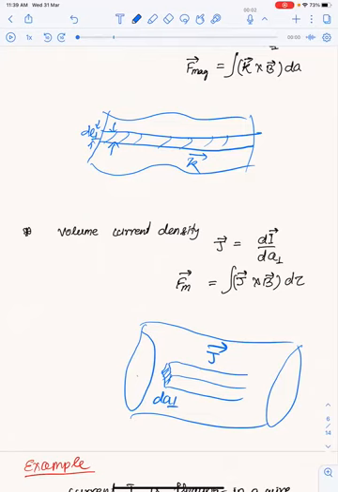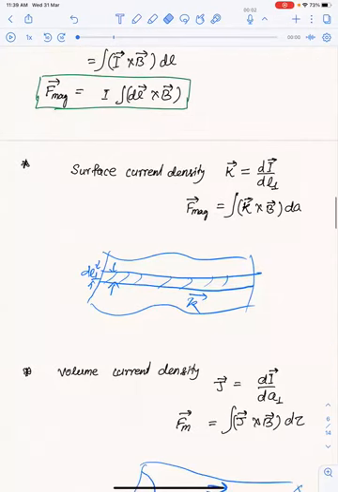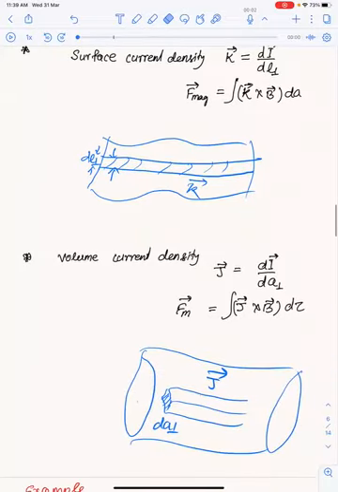If you want to calculate the magnetic force in terms of volume current density, the expression becomes a volume integral over the whole volume, and the integrand is J cross B dτ. So now you have three kinds of expression. For a line current, you have I dl cross B. For a surface current density, you have K cross B dA, an area integration. And for a volume current density, you have J cross B dτ, a volume integration.